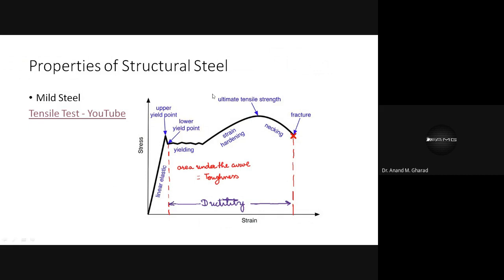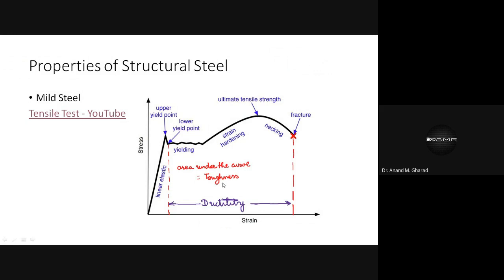Okay? There are a few things which we need to remember, which are known as the upper yield point, lower yield point, yielding. This is known as yielding. This is known as the strain hardening zone. This is the ultimate tensile strength. This is the fracture, or the point at which this specimen breaks. Right? The area under this complete curve, that is from here to here, is known as toughness. ठीक है?